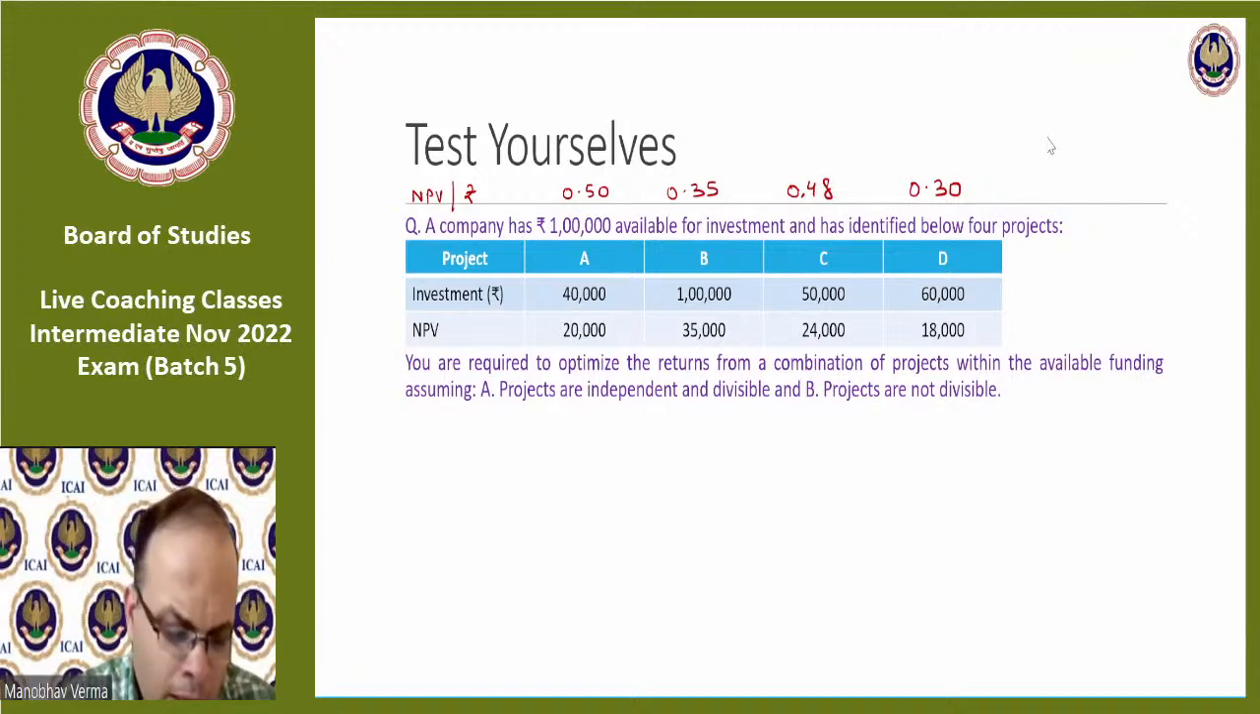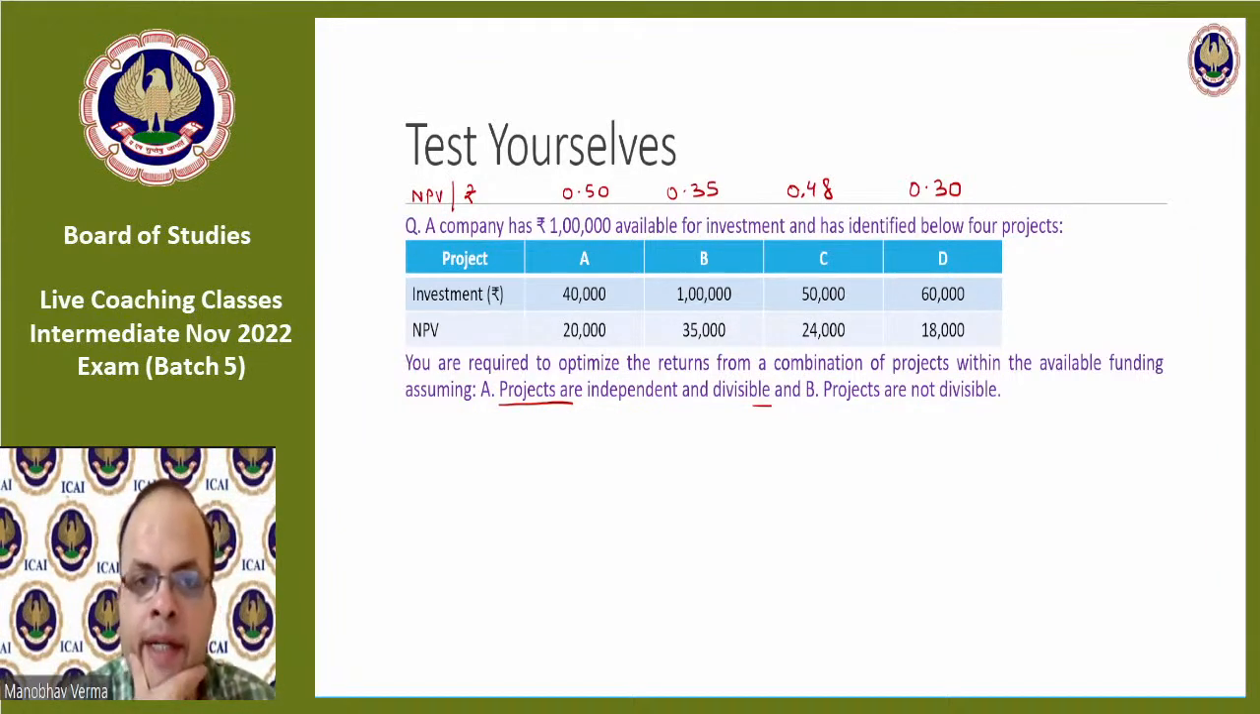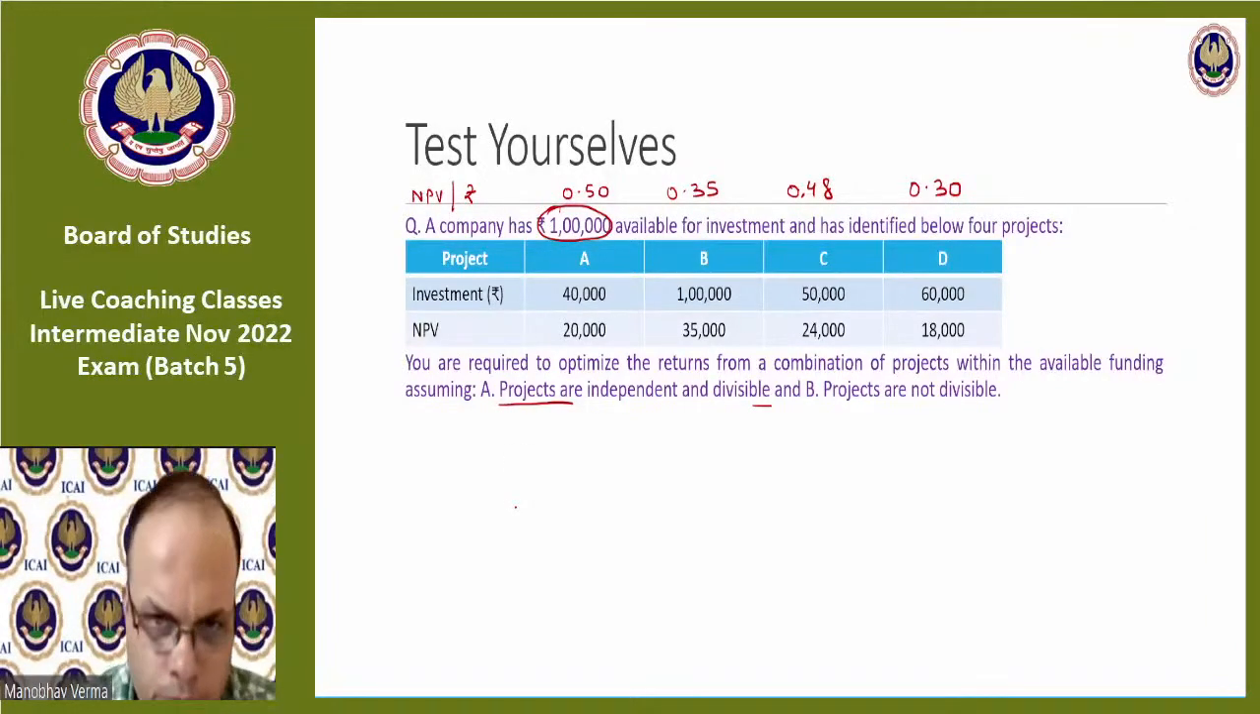See, Gayatri, my question was when the projects are divisible. Projects are independent and divisible. That's part one of the question. Miss Khushia says ACBD. Unfortunately, you don't have funds. Only 1 lakh is there. For all the 4 projects, you needed how much? 2,50,000. You can't do that.